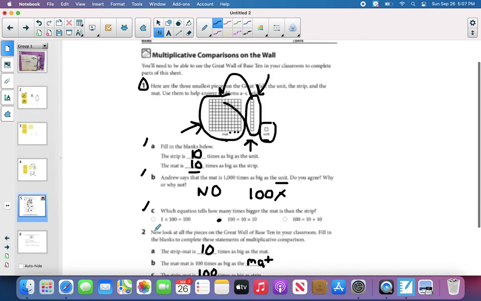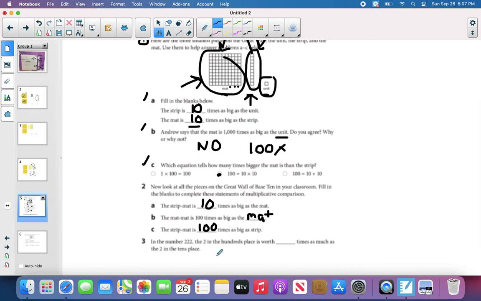All right, and the last one. If the number 200, in the number 222, we're right here at number 3, the 2 in the hundreds place is worth blank times as much as the 2 in the tens place. So hopefully you're kind of getting this as we move from the unit or the ones. Every time we move 1 to the left, so we go from the ones to the tens to the hundreds, it's 10 times as much.